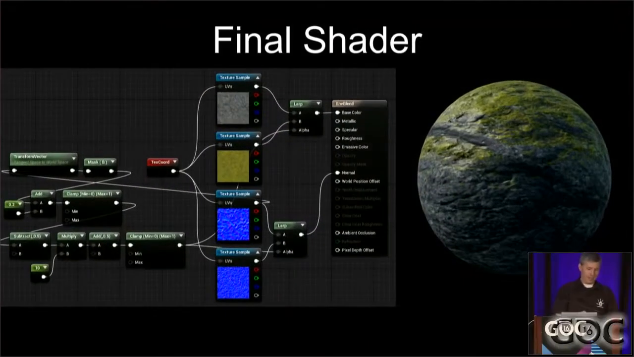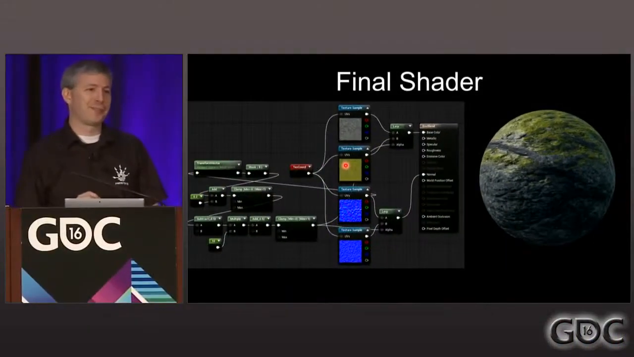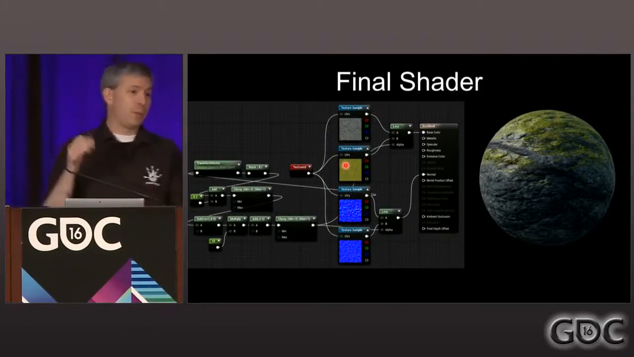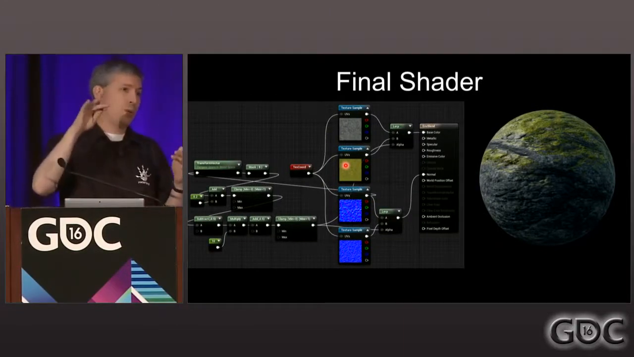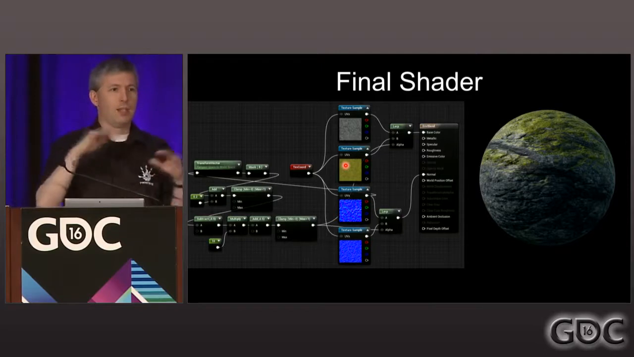But I've got my mask here, and the mask is plugged into the lerp node, which is blending between the two normal maps, and the lerp node, which is blending between the rock and the moss texture. So pretty cool. And I can replace my moss with snow, or I can replace it with sand, whatever.